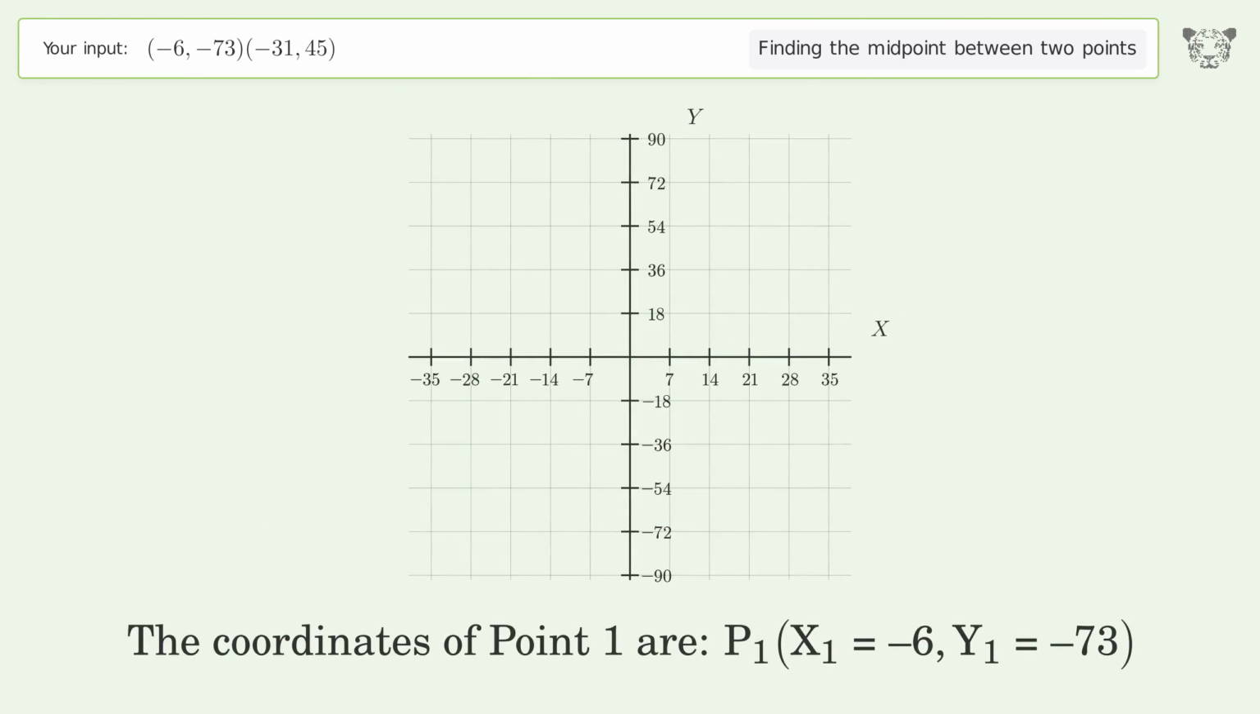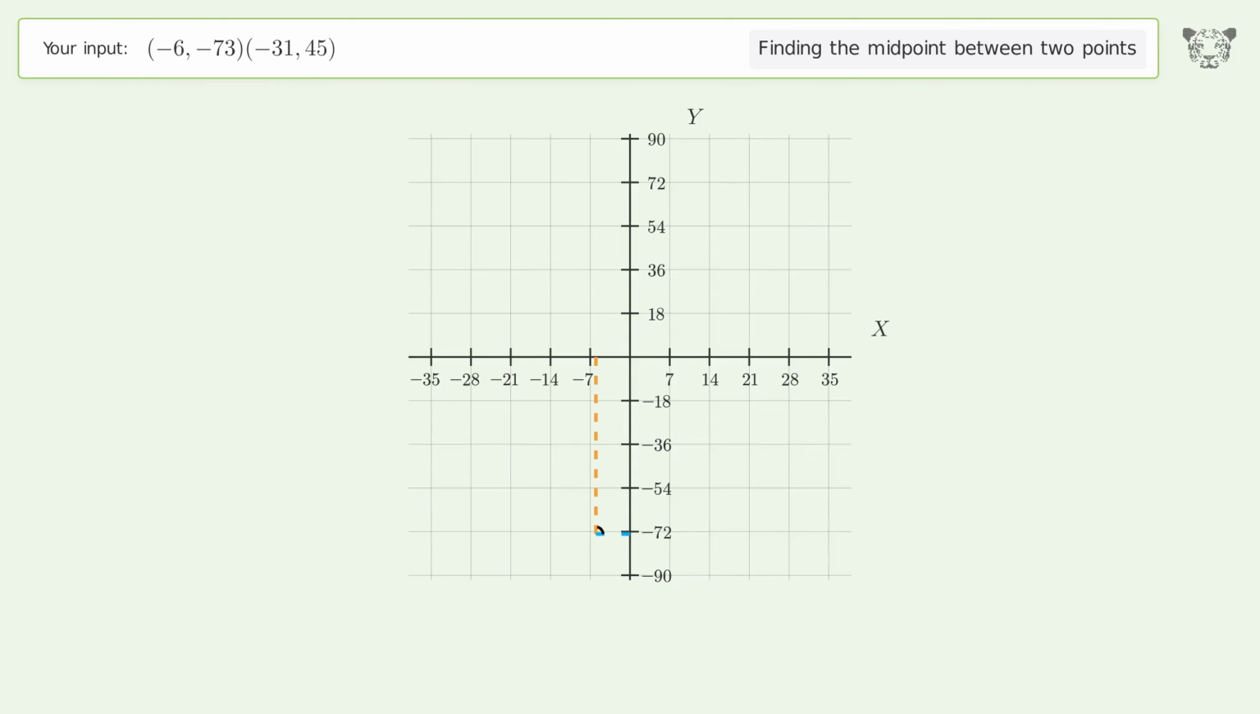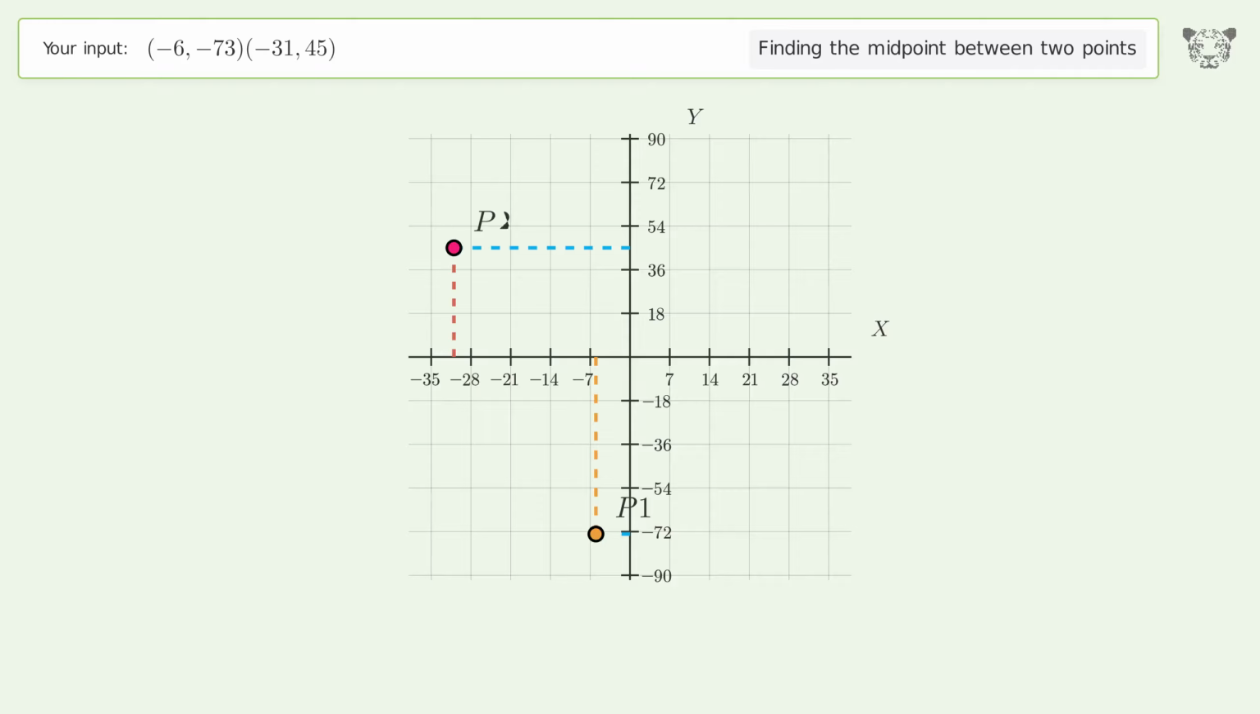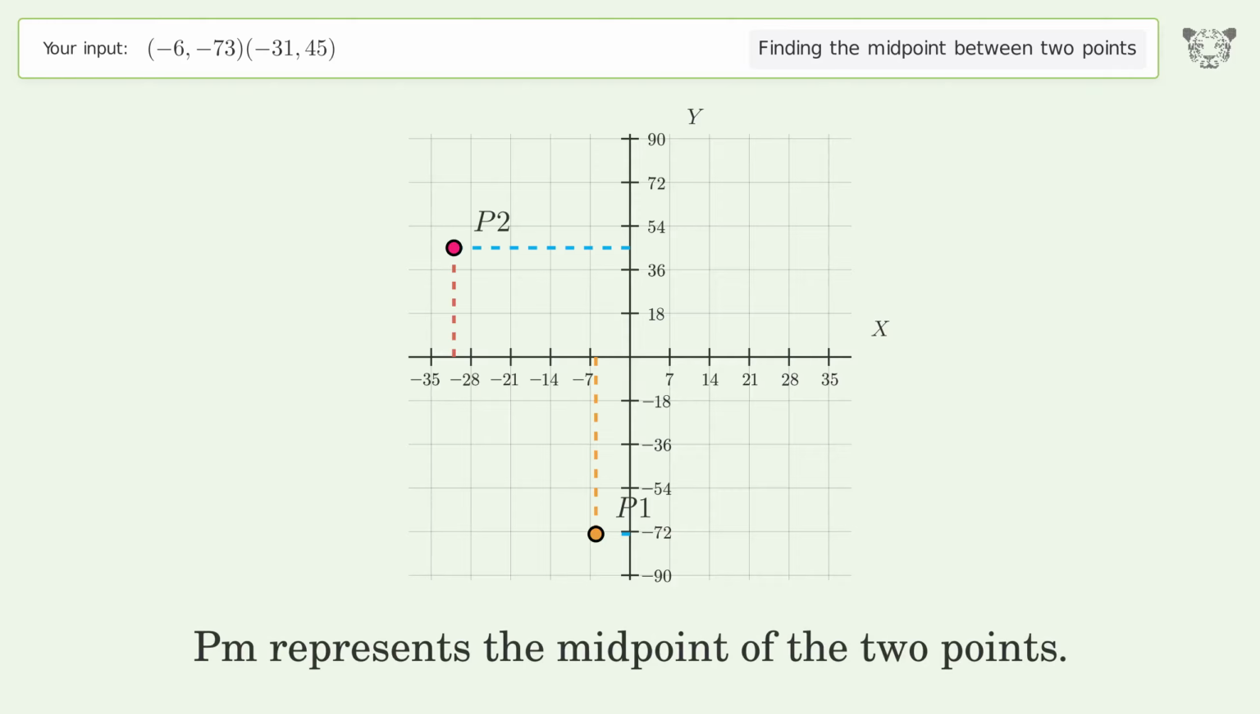The coordinates of point 1 are, x1 equals negative 6, y1 equals negative 73. The coordinates of point 2 are, x2 equals negative 31, y2 equals 45. PM represents the midpoint of the 2 points.